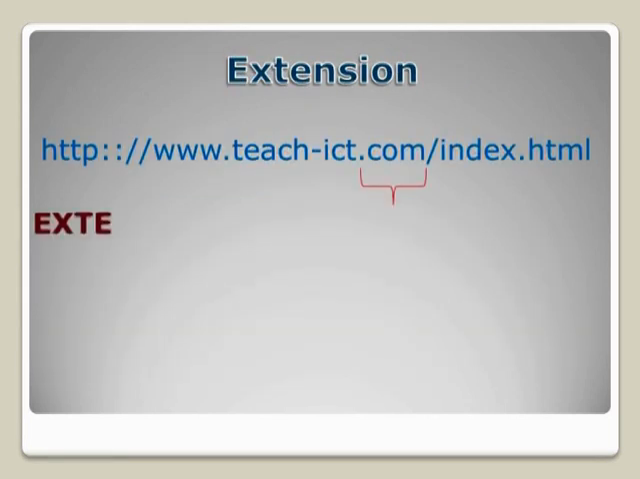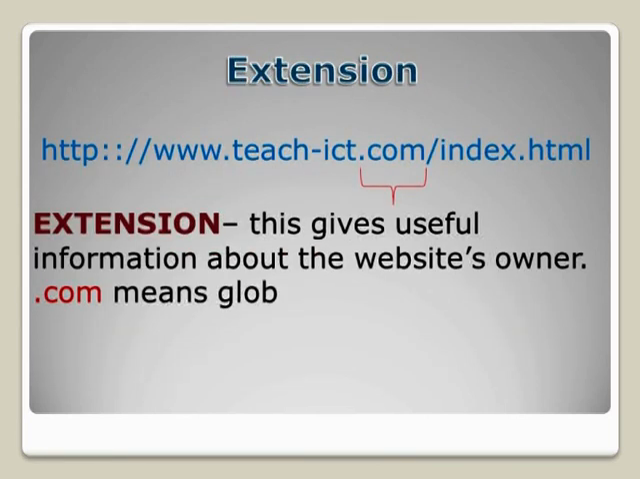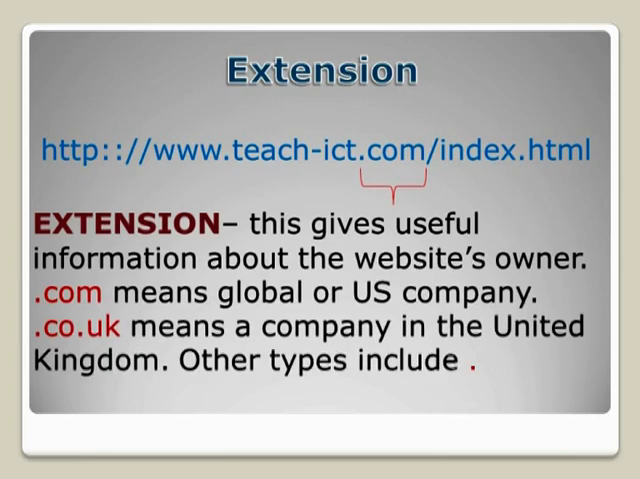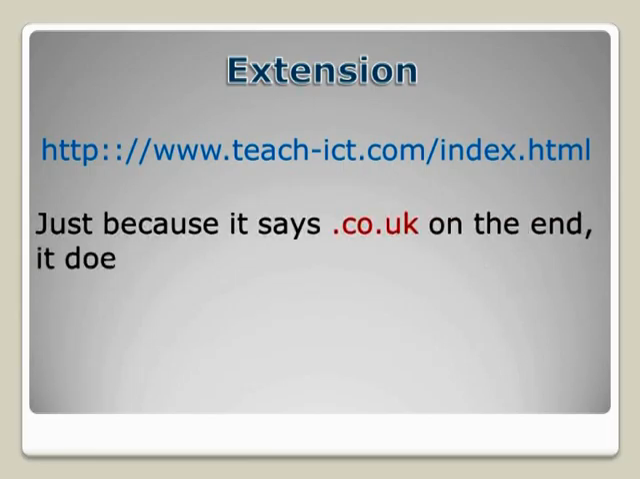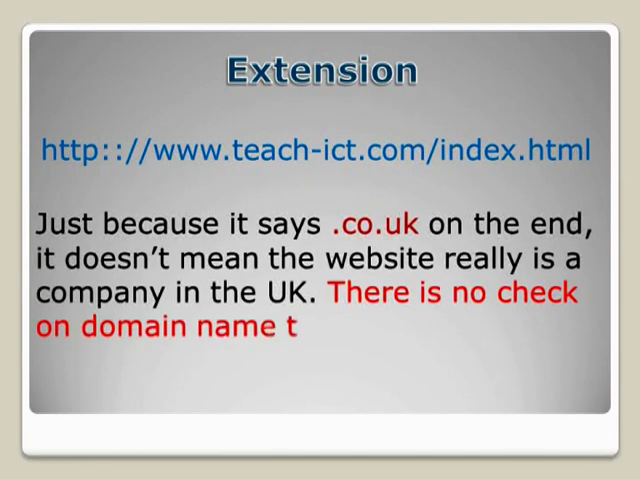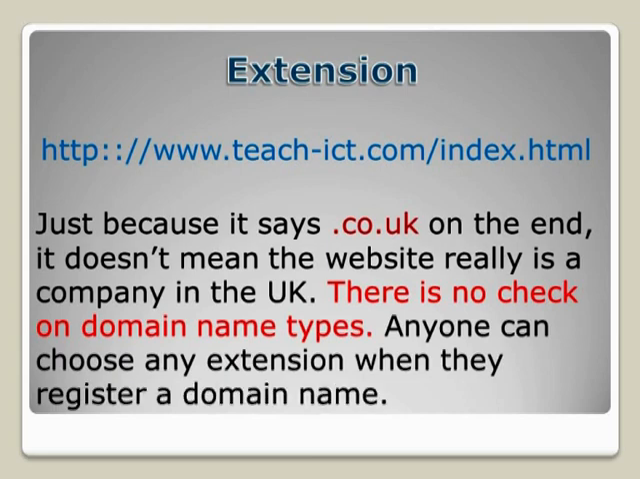Extension. .com means global company. Extensions give useful information about website owners. For example, .co.uk means a company in the United Kingdom. Other types include .org for a charity, say, or .gov for government. However, just because it says .co.uk on the end, it doesn't mean the website really is a company in the UK, because there's no check on domain name types. Anyone can register a domain name with any extension.